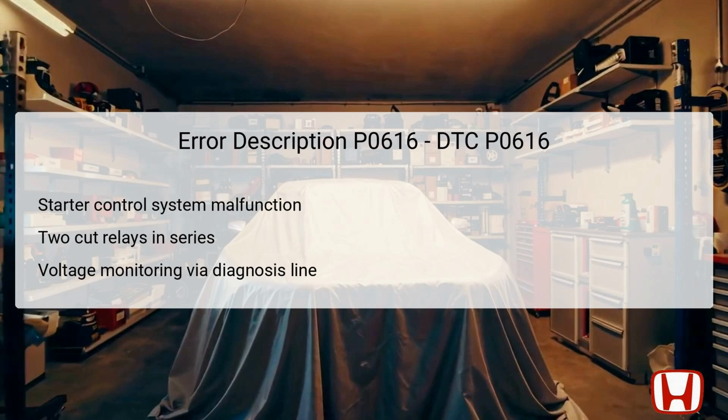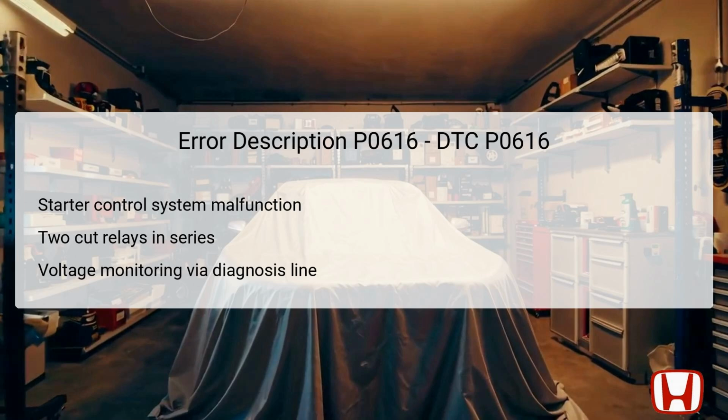The error described by DTC P0616 pertains to a malfunction in the starter control system, designed to prevent unintended starter activation. At the heart of this system are two components: Starter Cut Relay 1 and Starter Cut Relay 2, which are connected in series. This arrangement serves as a safeguard, ensuring that the starter does not engage when inappropriate conditions exist. For instance, if the vehicle is not in the right gear position, or if the engine is already running, the PCM will disable the starter operation.